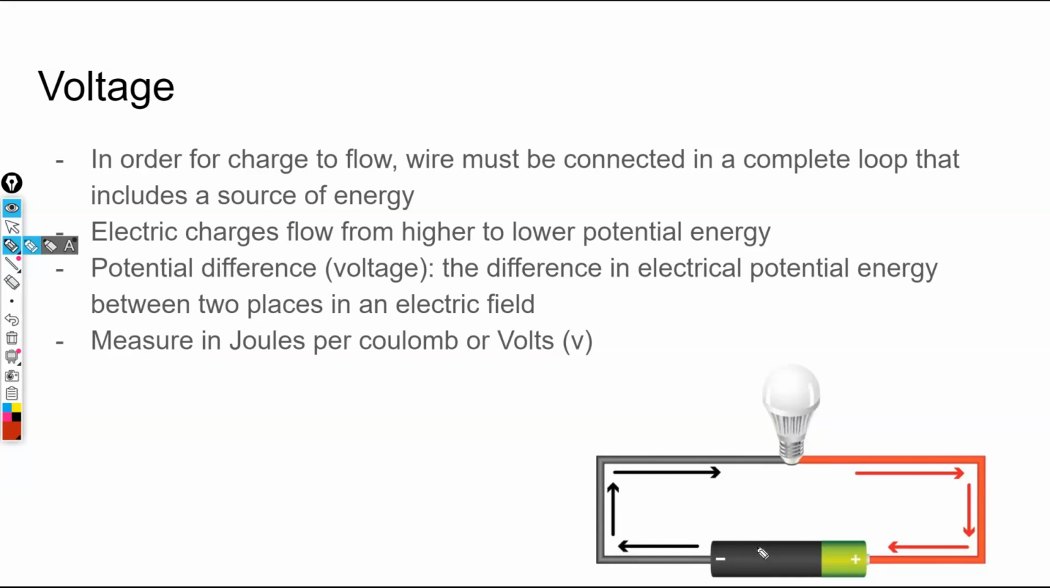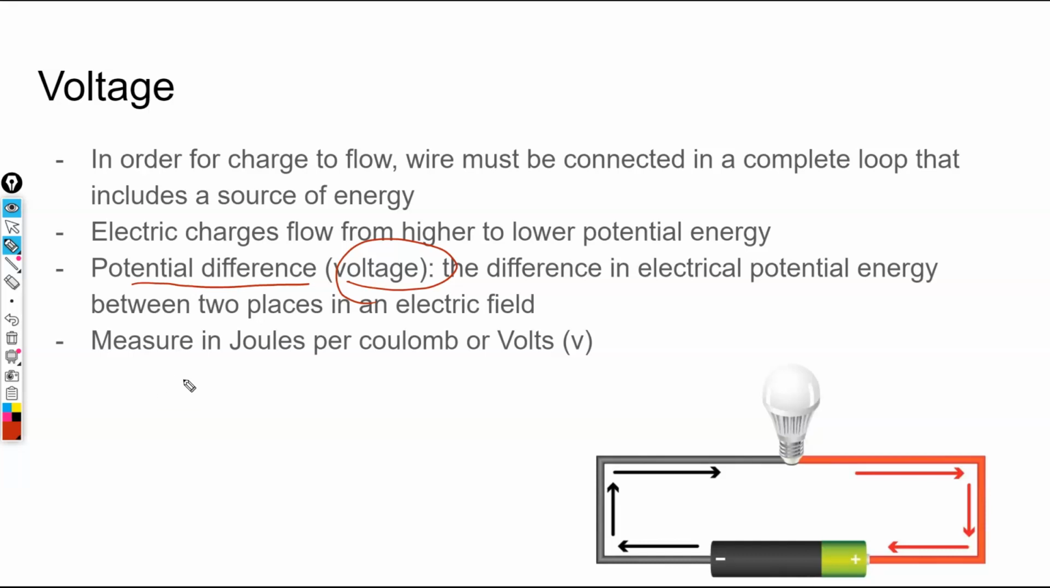Okay. So in this loop, electric charges always flow from a higher to a lower potential energy because it's easier for them to become lower. It's like going down a hill. It's easier to roll something down a hill than it is to go up a hill. But this potential difference between the high and the low one is what we'll measure as voltage. That's the difference of potential energy between two places in a field, so the highest part and the lowest part.